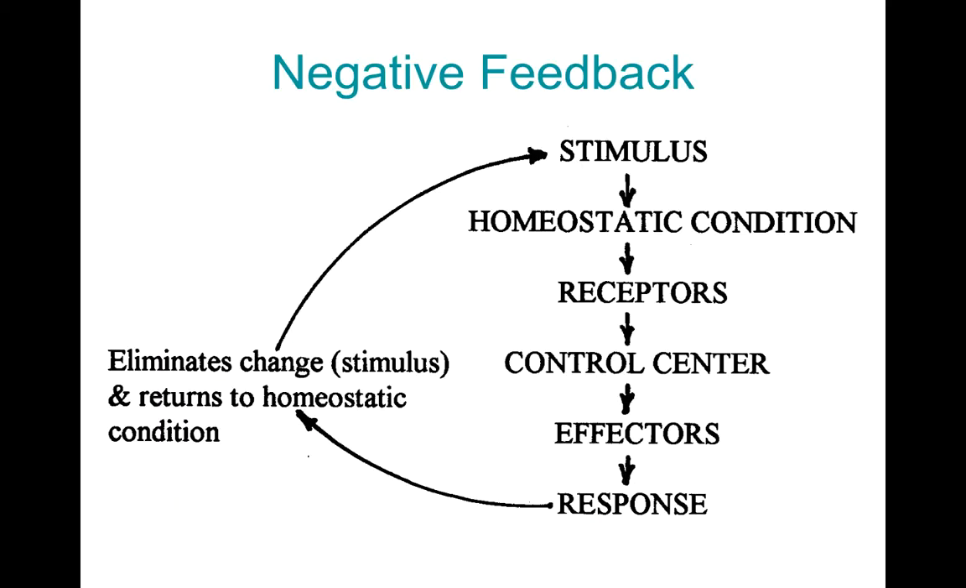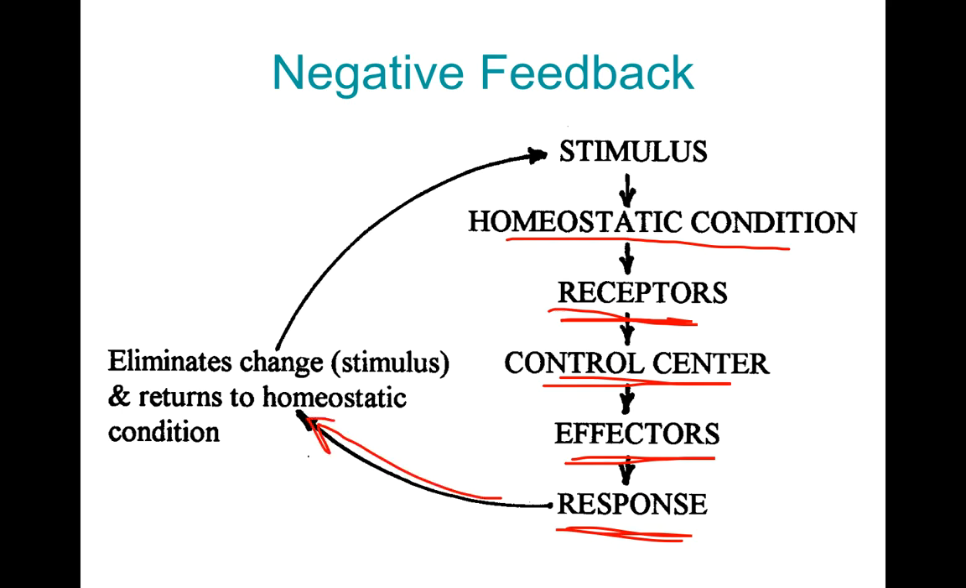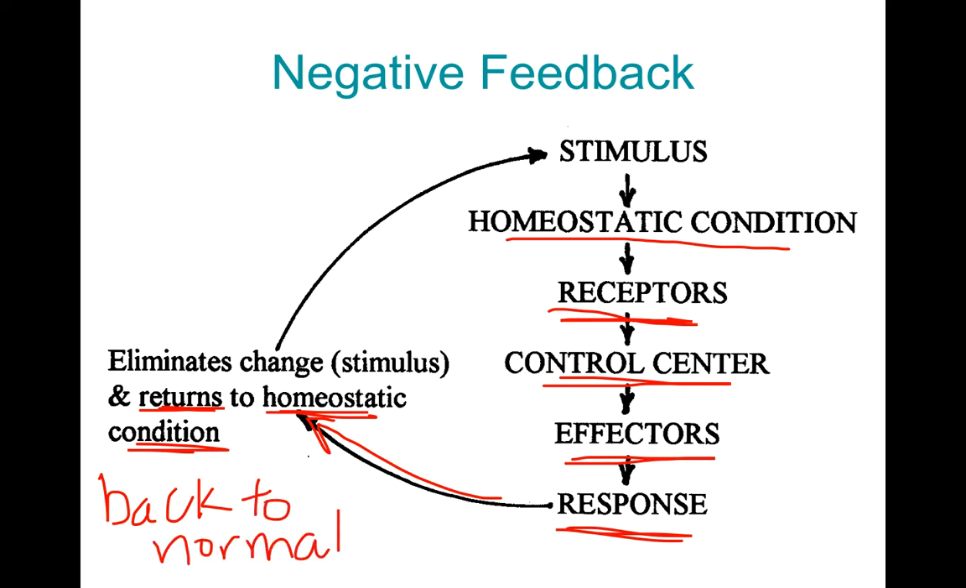So here's a negative feedback loop. You have your stimulus. We notice the homeostatic condition is not how it should be. The receptors, our cells and tissue, pick up on that. It then gets sent to the control center, which then sends it to the effectors to issue a response. And in this case, the response eliminates the change and returns the homeostatic condition back to normal. It negates it back to normal.